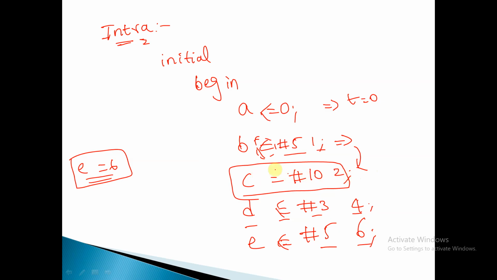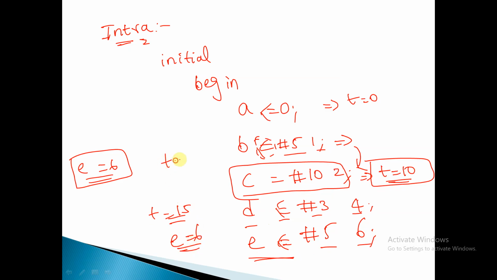So for this particular assignment to complete, it will take t is equal to 10 time units. So up to time t is equal to 10 time units, this particular assignment is going to block further executions. So up to 10 time units it will wait, and after t is equal to 15 time units, my e value will be equal to 6, and after t is equal to 13 time units, my d value will be equal to 4. So this is what is going to happen. Is it clear for everyone?